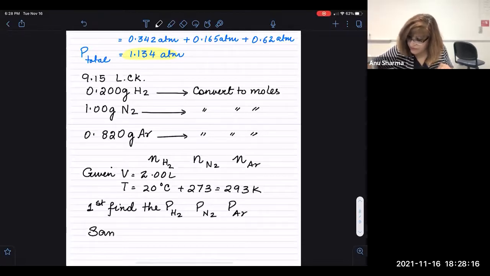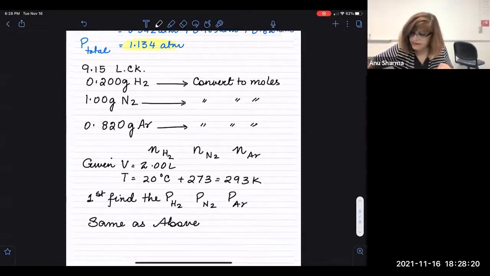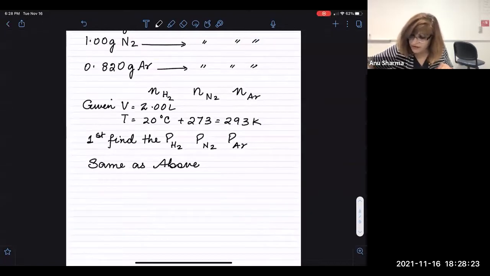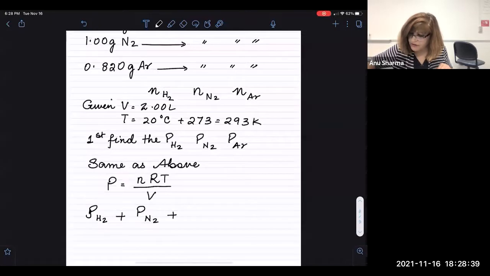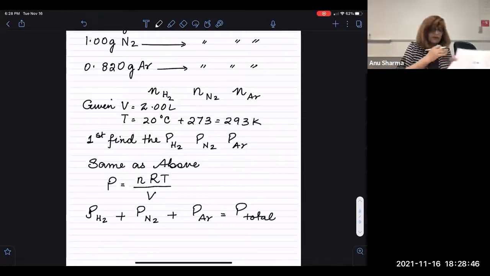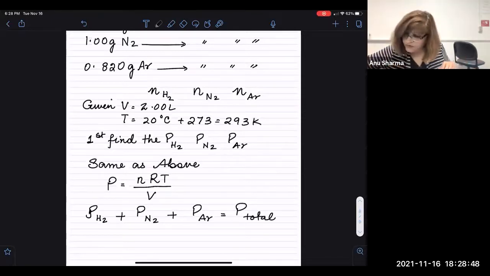Same as shown above, so I don't have to repeat this. The formula you're going to use is P equals nRT over V. Once you get the partial pressure of hydrogen plus the partial pressure of nitrogen plus the partial pressure of argon, that is going to give you the total pressure. You guys can do this because we need to move further.